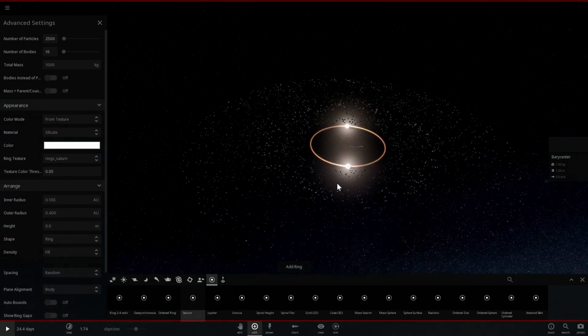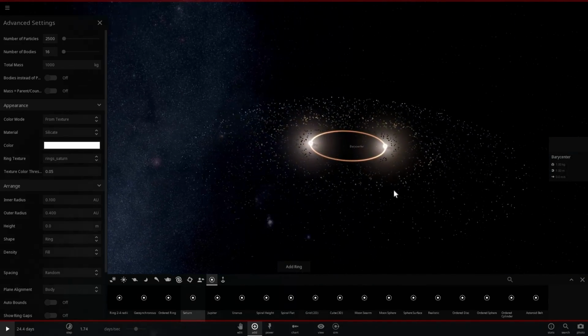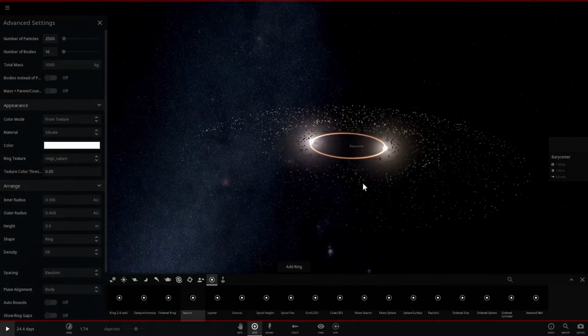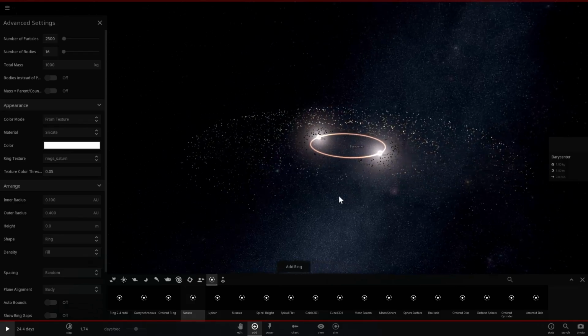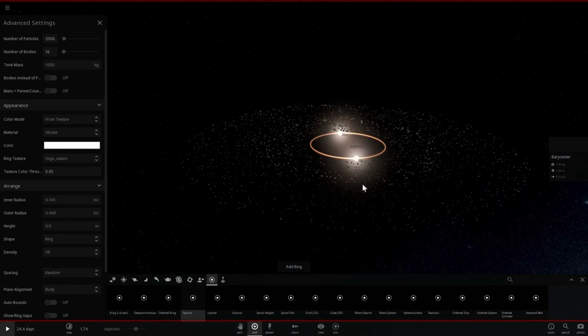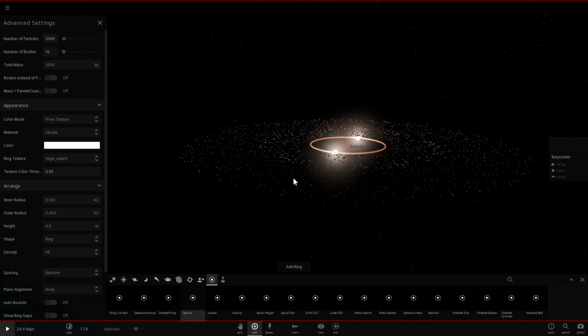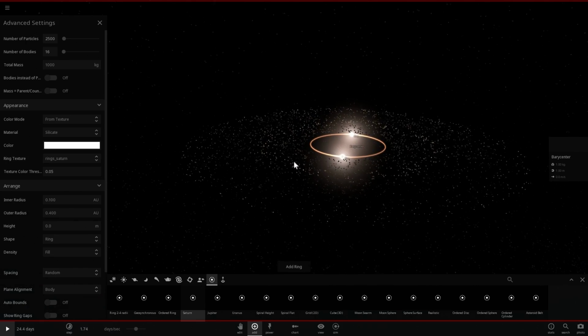So there is the ring right now, and this is essentially what will happen early on in the development of the solar system. As the solar system develops, it has these accretion disks that are formed. It has planetoids and asteroids flying around, and these eventually form into what would become a planet.